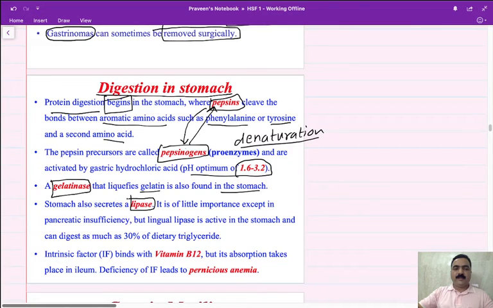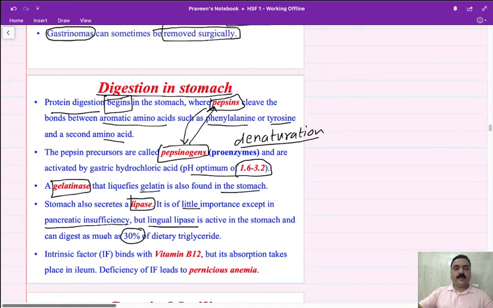The lipase in the stomach is very less important, especially if you have a normal pancreas. But in the case of pancreatic insufficiency, the lipase from the stomach and from the saliva can contribute about 30% of the digestion of the fat. In a normal person, almost 100% of the digestion of the fat is mainly done by the pancreatic lipase. So this contributes very less, but in the case of pancreatic insufficiency, this lipase becomes important. In a normal person, it is of less importance.